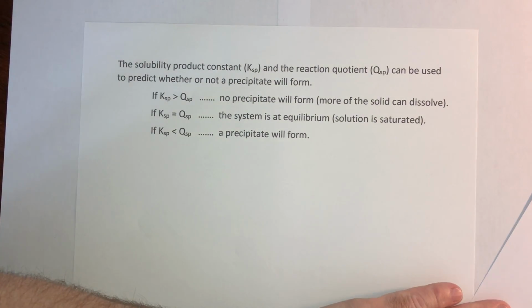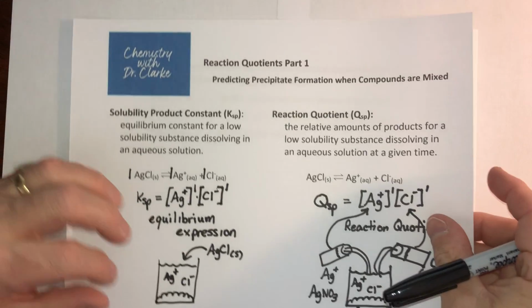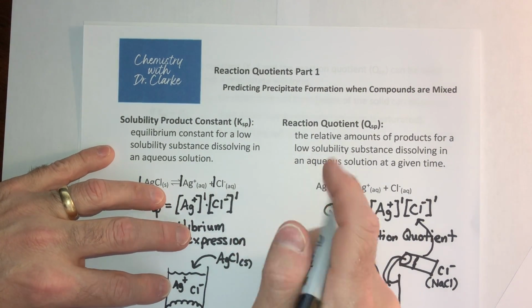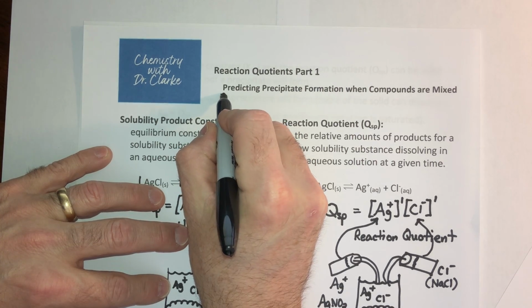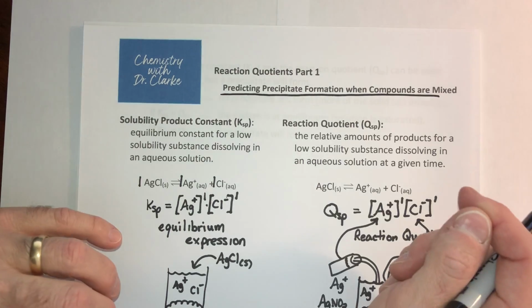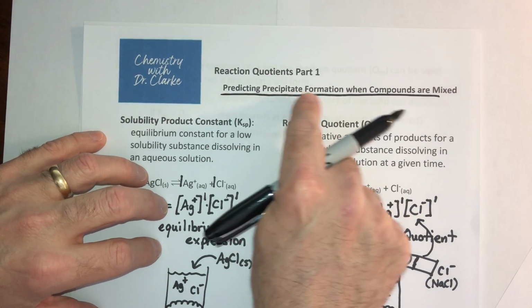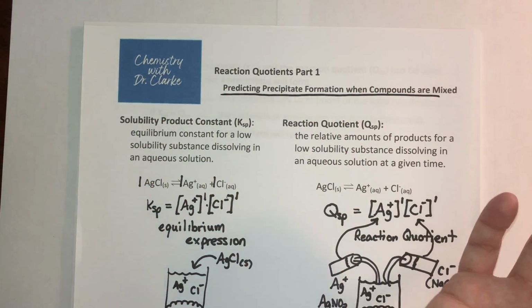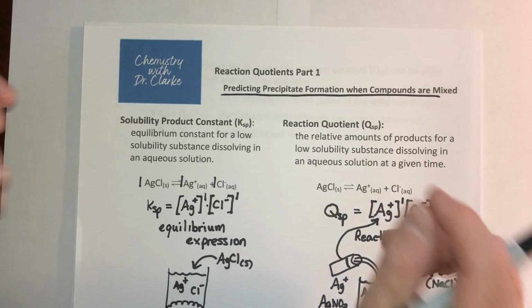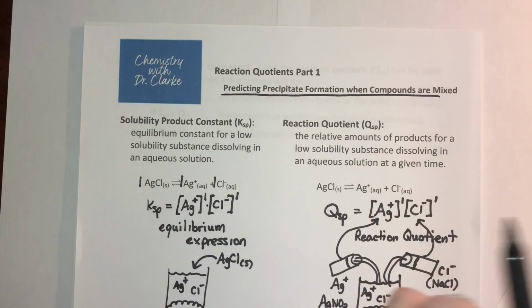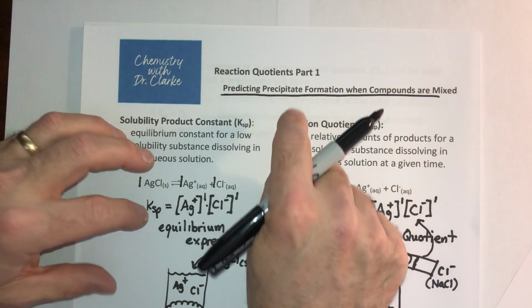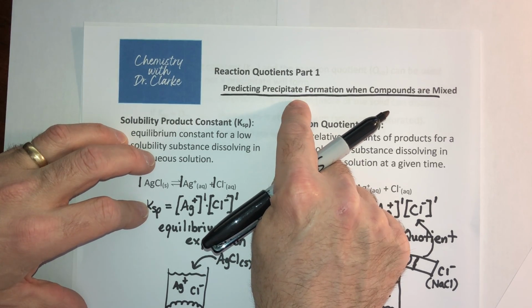So when you're doing reaction quotient problems, the way that you recognize that they're a reaction quotient problem is because it'll always ask, please predict whether a precipitate forms, or please predict if a precipitate forms, or will a precipitate form, right? The question is always about, is there going to be a precipitate or is there not going to be one? Okay, that's how you know that you have this problem.